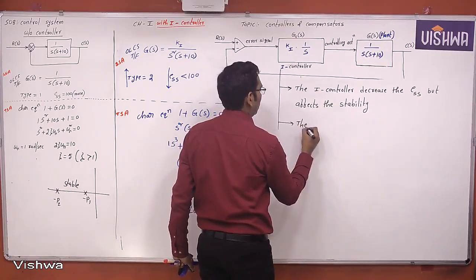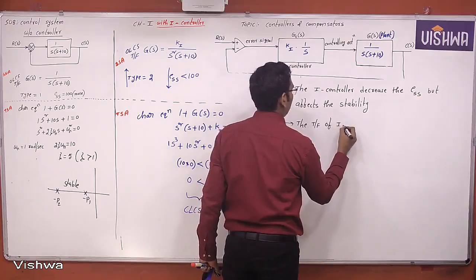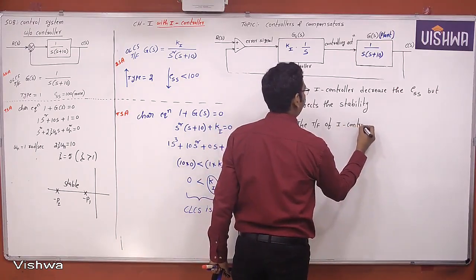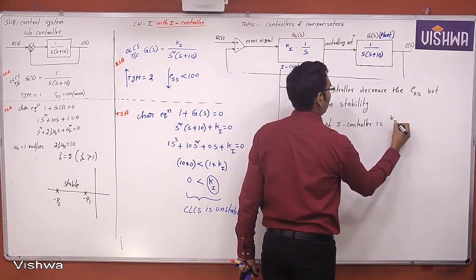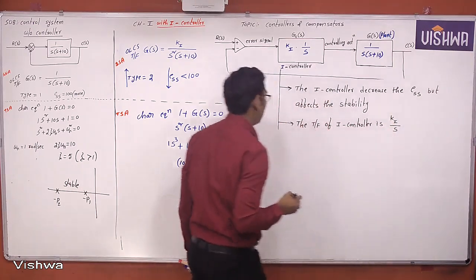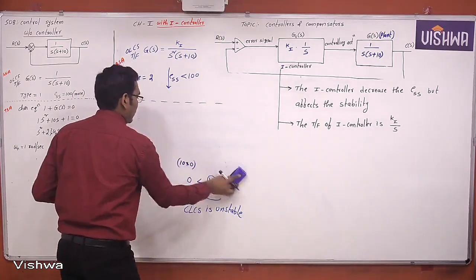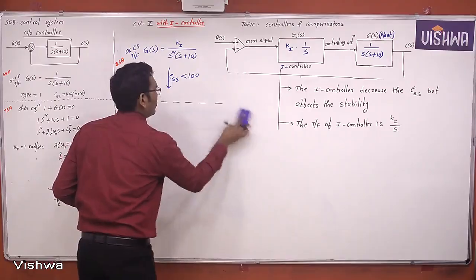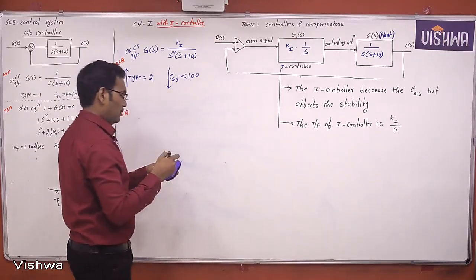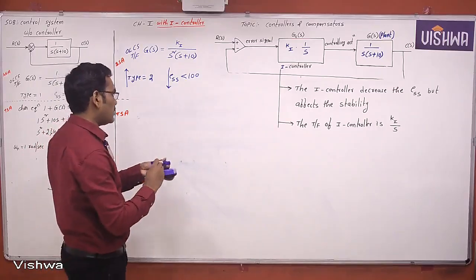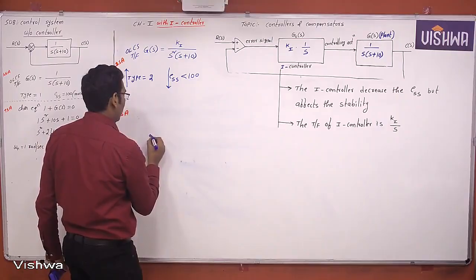So what is the transfer function of the I controller? The transfer function of the I controller is Ki by S. And what is the practical circuit? I already explained the practical circuit for the P controller. Similarly, what is the practical circuit for the I controller? Now this is the practical circuit for the I controller.